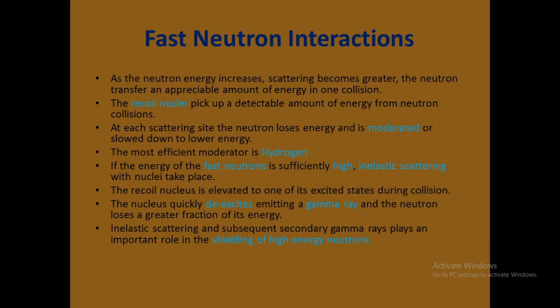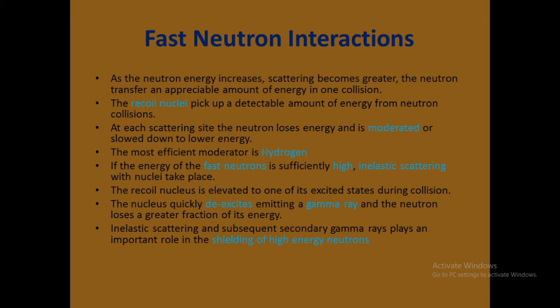Next is about the fast neutron interactions. As the neutron energy increases, the scattering becomes greater, and therefore the neutron can transfer an appreciable amount of energy in one collision. The secondary radiations are also called recoil nuclei, and they have picked up a detectable amount of energy from neutron collisions.